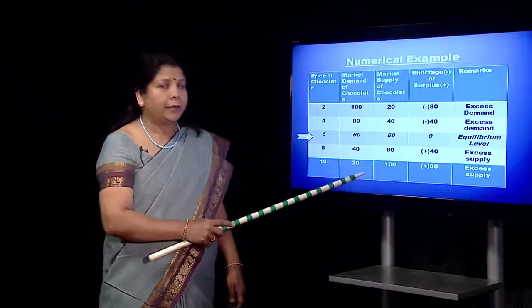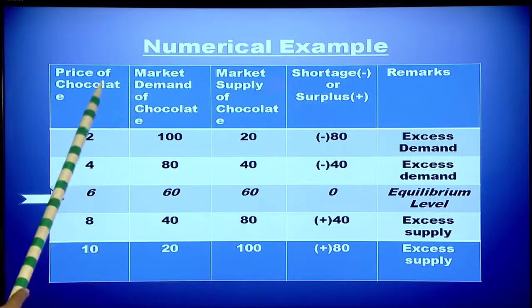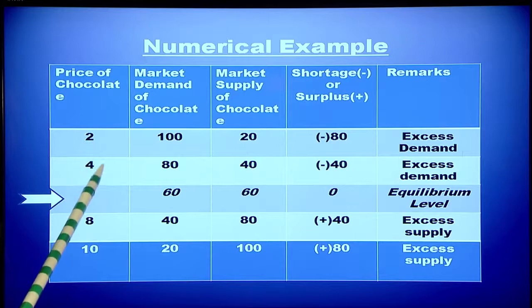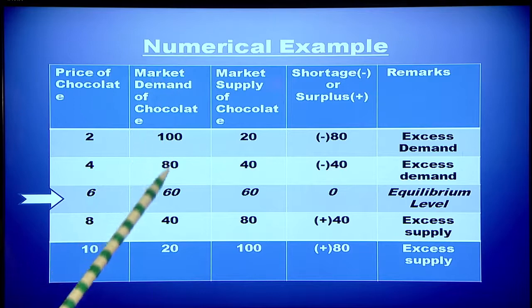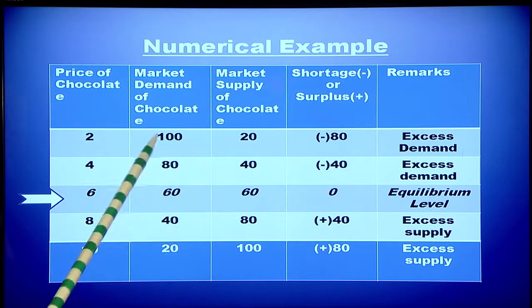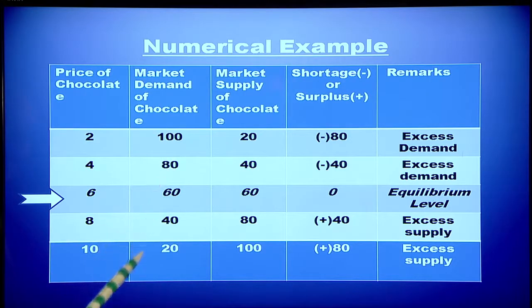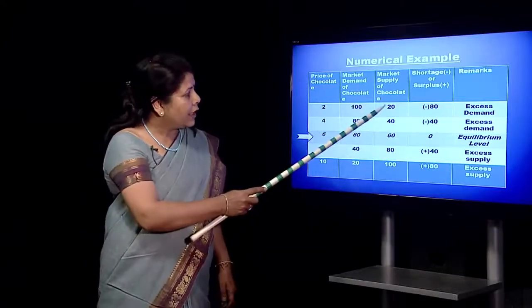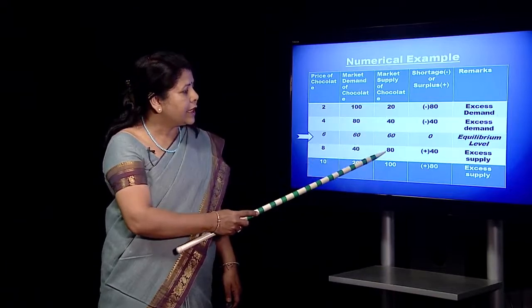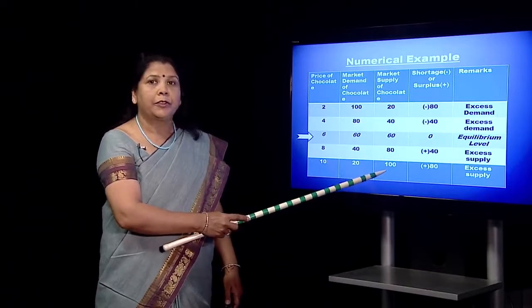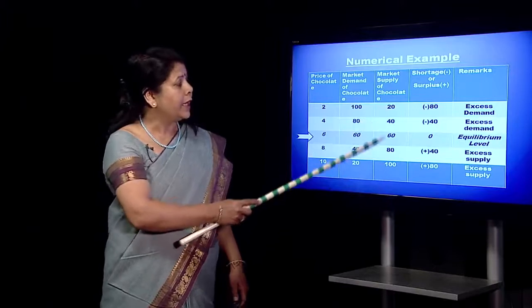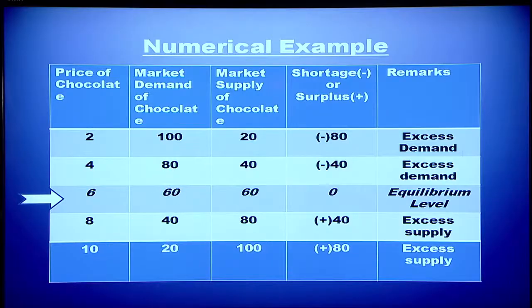This is the demand and supply schedule. The price of chocolates is 2, 4, 6, 8, 10 rupees and the number of chocolates demanded. As we can see, as the price is increasing, the number of chocolates demanded is decreasing. On the other hand, in the market supply of chocolates, as the price is increasing, producers find it more profitable, so the quantity supplied is also increasing.